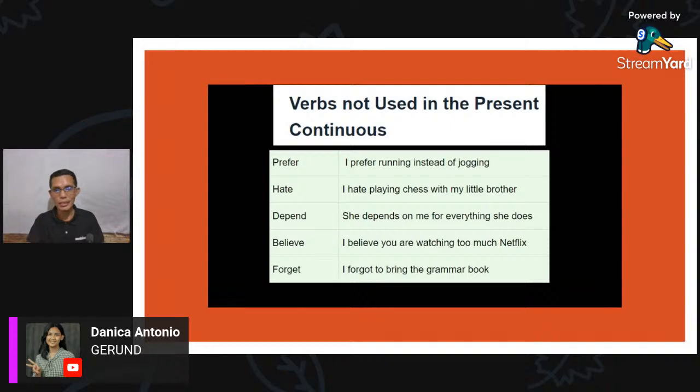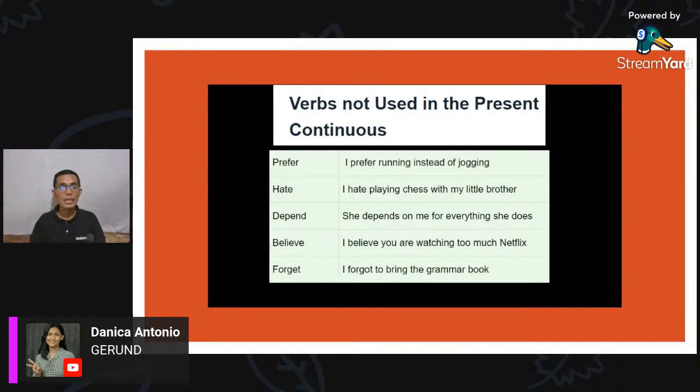Okay, last na natin na slide to. So, prefer, hate, depend, believe, and forget. So, I prefer running instead of jogging. So, pinaka main verb natin dito, mga guys, I prefer. I prefer, not running. Okay? I prefer running. So, ang pinaka main verb natin is prefer, not running.